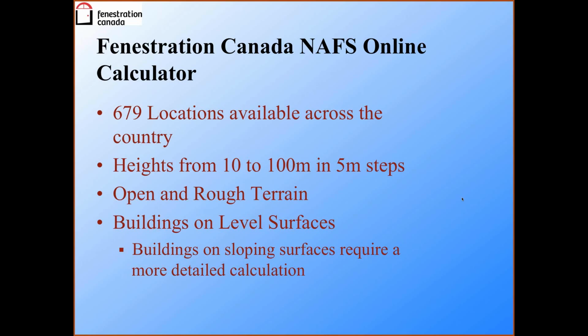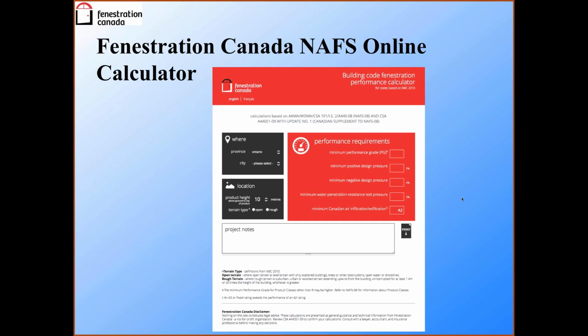Buildings on sloping surfaces require a more detailed calculation, and you would need to go to the Canadian supplement, and it would point you in the right direction for that. So all of this work is making the assumption you are on a level surface. The building is on a level surface. So let me take an example here.